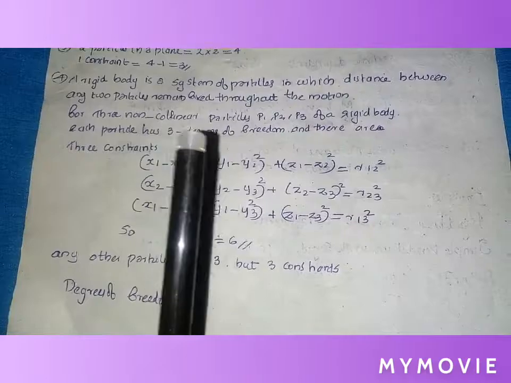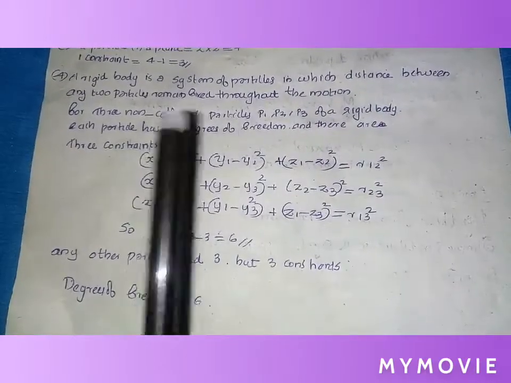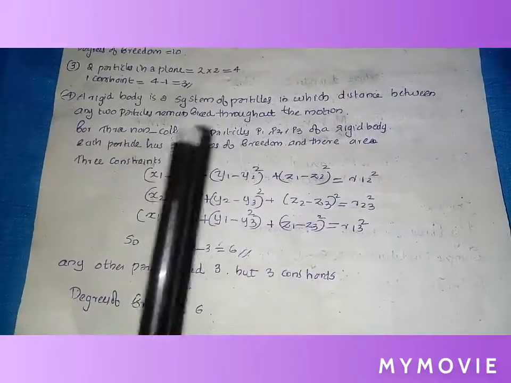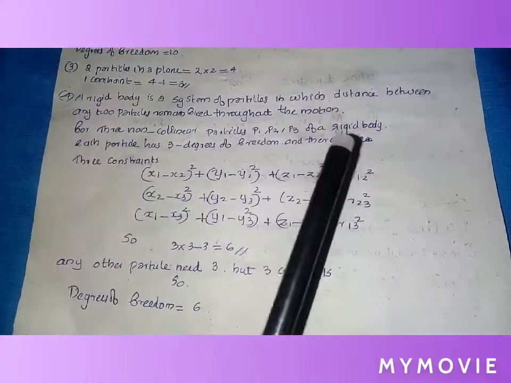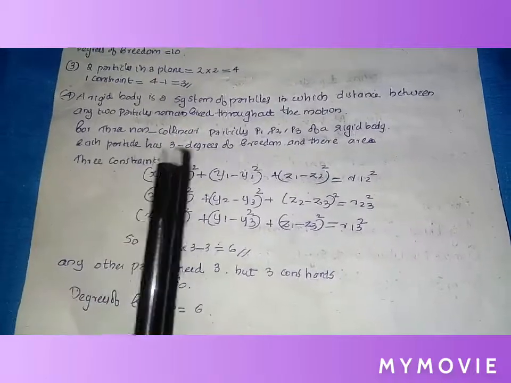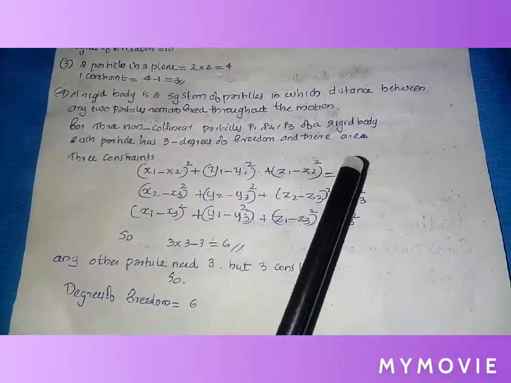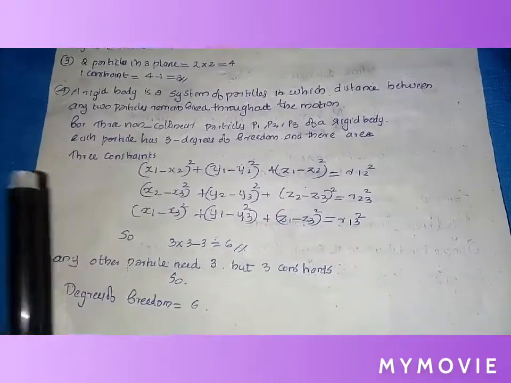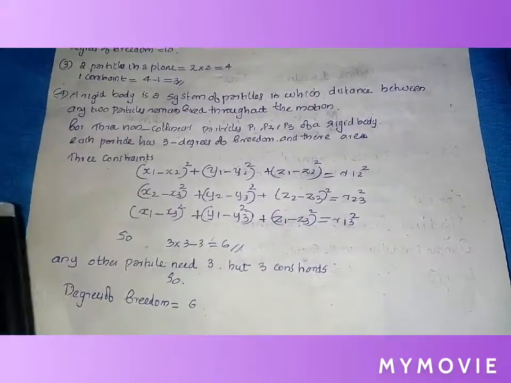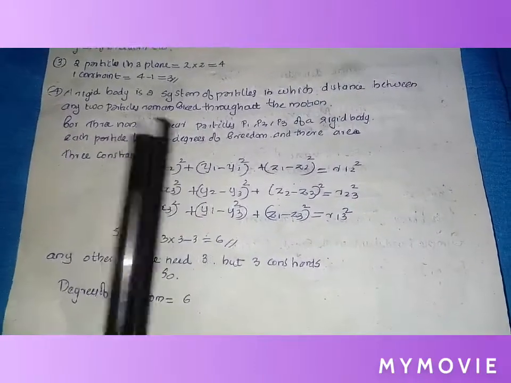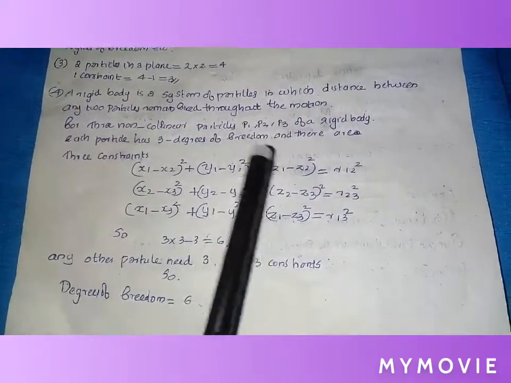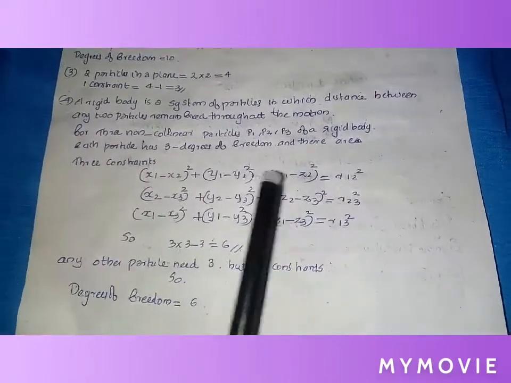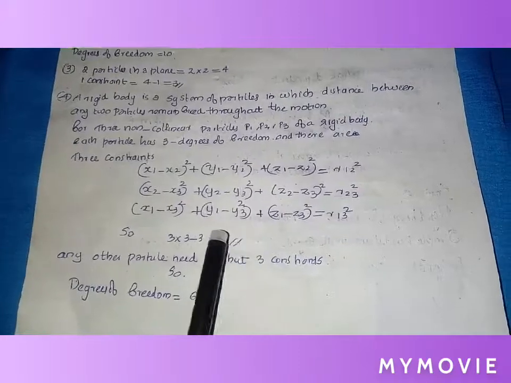A rigid body is a system of particles in which the distance between any two particles remains fixed throughout the motion. Take 3 non-collinear particles P1, P2, P3 of the rigid body. Each particle has 3 degrees of freedom, and there exist 3 constraints. Particles 1 and 2 have a fixed distance, 2 and 3 have a fixed distance, and 3 and 1 have a fixed distance. So the distances are fixed, which means there exist 3 constraints.